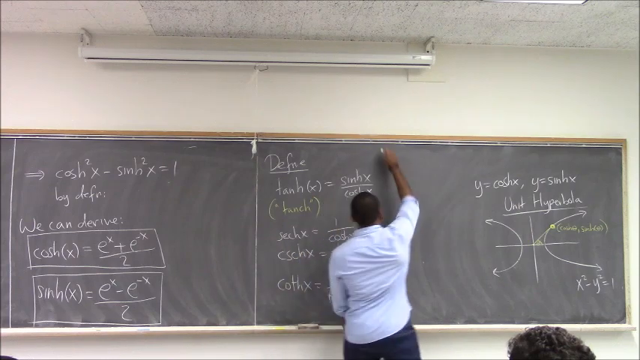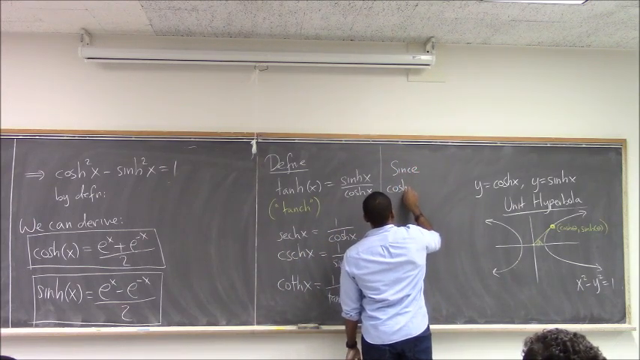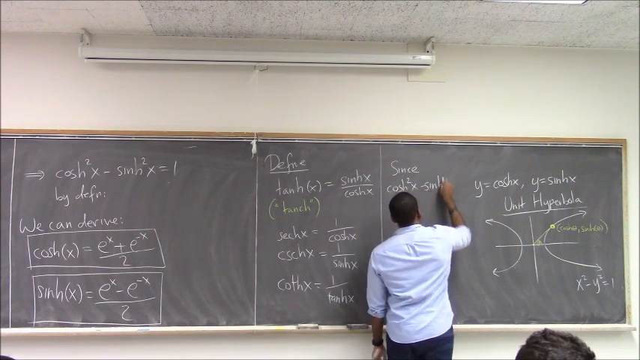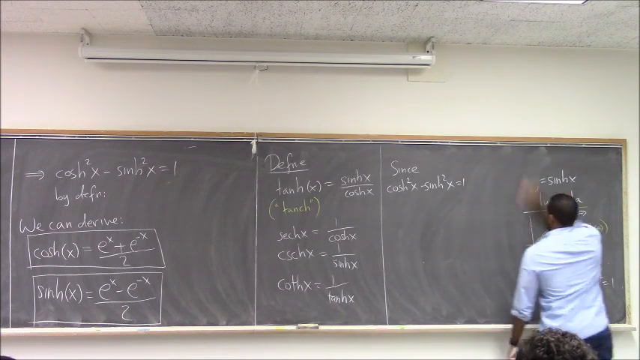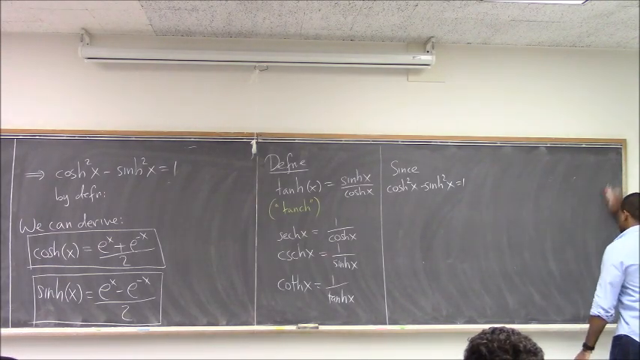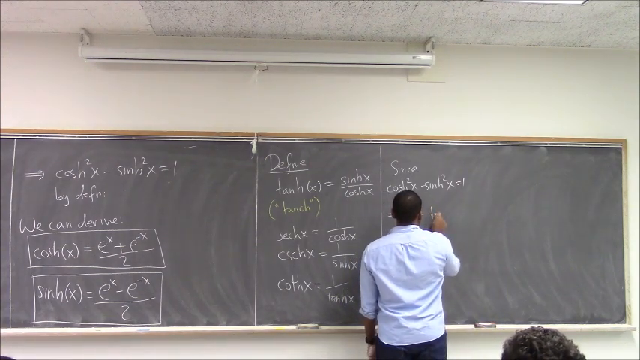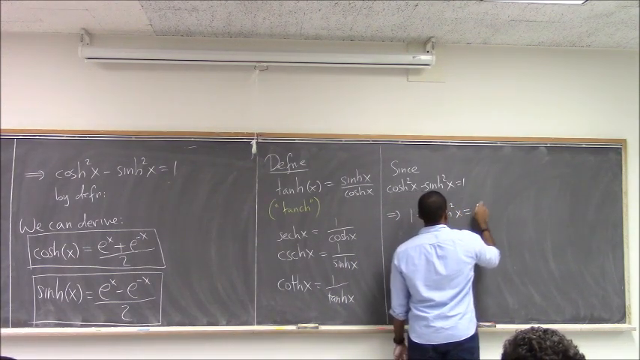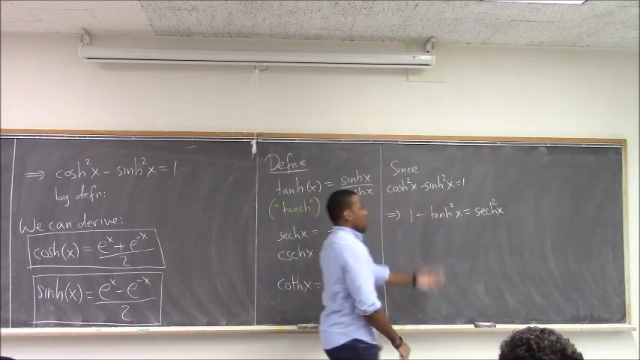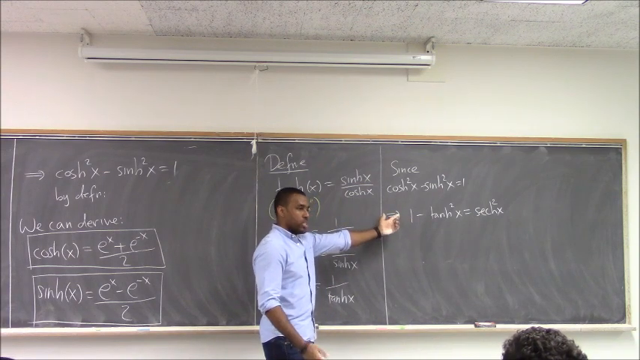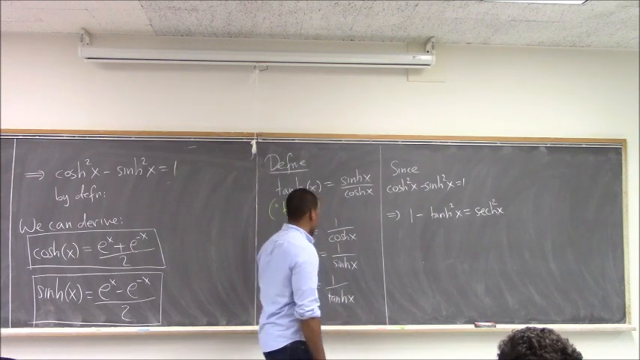So you can make those definitions, and since cosh squared minus sinh squared is 1, you can divide both sides by cosh squared, and you would get 1 minus tanh squared equals hyperbolic secant squared. Which should remind you of another trig identity, 1 plus tangent squared equals secant squared. 1 minus tanh squared equals sech squared.